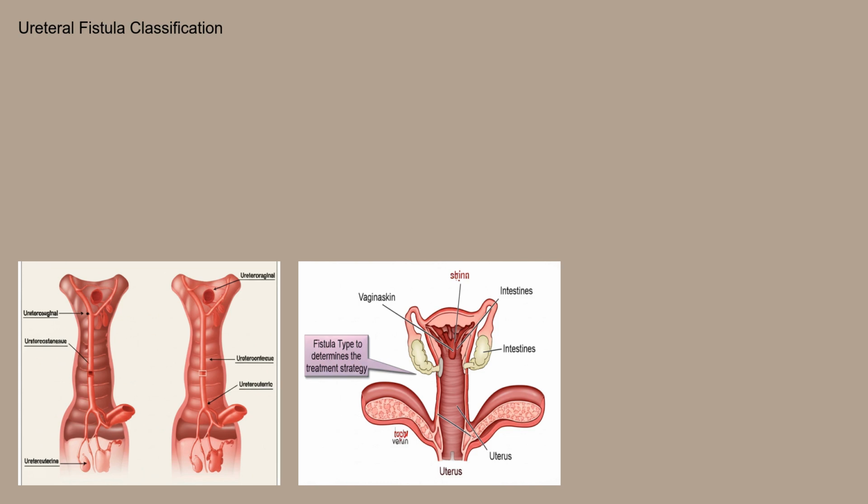Ureteral fistulas can be classified based on their location. Ureterovaginal fistulas involve a connection between the ureter and the vagina. Ureterocutaneous fistulas connect the ureter to the skin, often at a surgical site. Ureteroenteric fistulas connect the ureter to the intestines. Finally, uretero-uterine fistulas, though rare, involve a connection between the ureter and the uterus. Understanding the specific type of fistula is critical for planning the appropriate treatment approach.